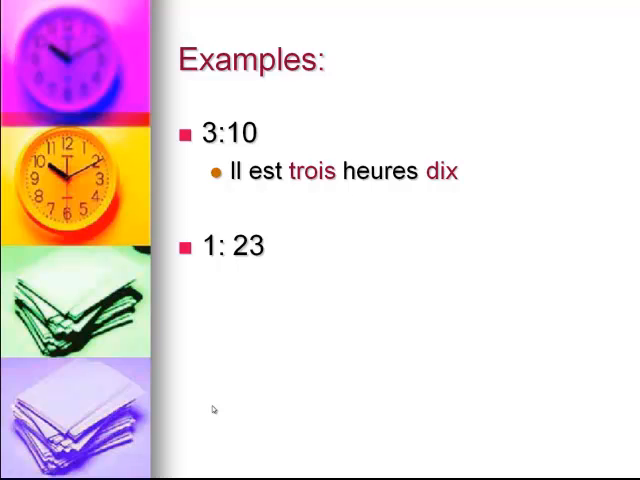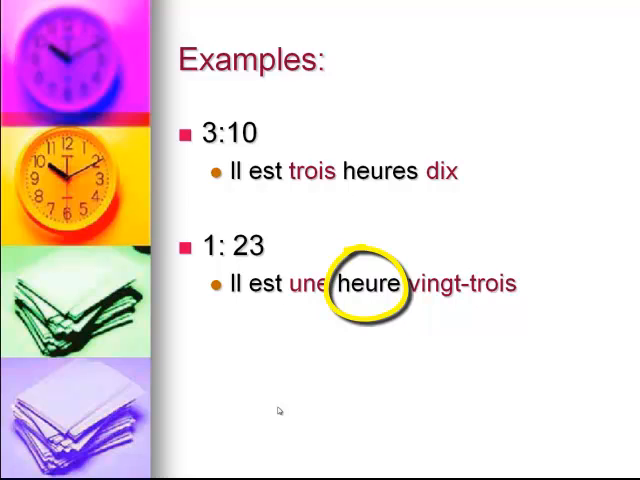All right, let's look at this example, 1:23. So if we're going to say it's 1:23, we would say il est 1:23. Notice we don't have the S on heure because it's 1 o'clock. So the number of the hour, the word heure, and then the number of minutes.